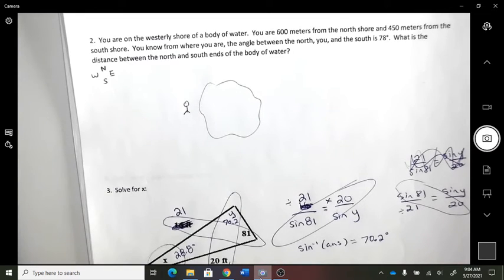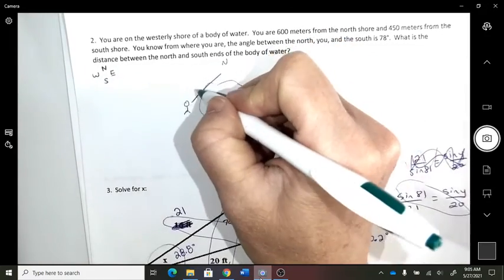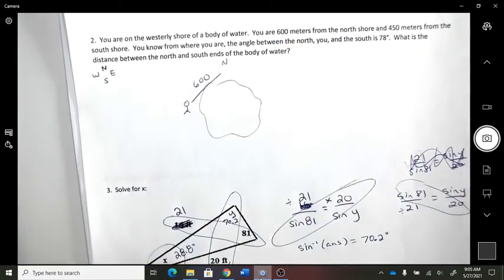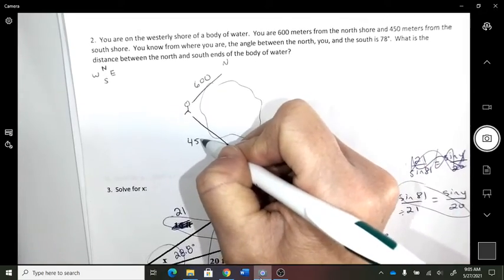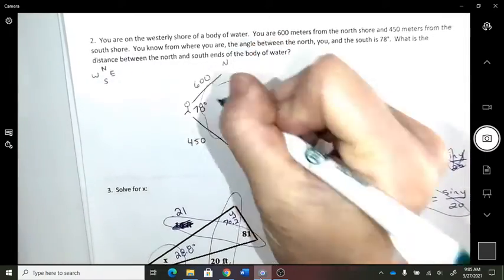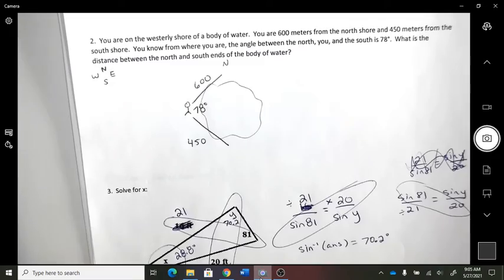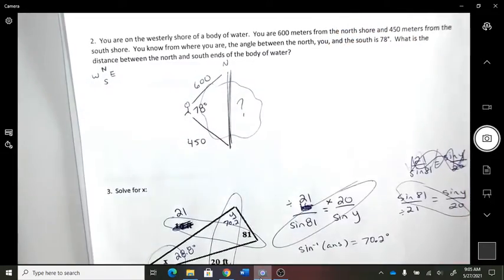You are 600 meters from the north shore. So from the north, you are 600. You're 450 from the south. From where you are, the angle between you and the north and the south is 78 degrees. What is the distance between the northerly and the southerly shores?